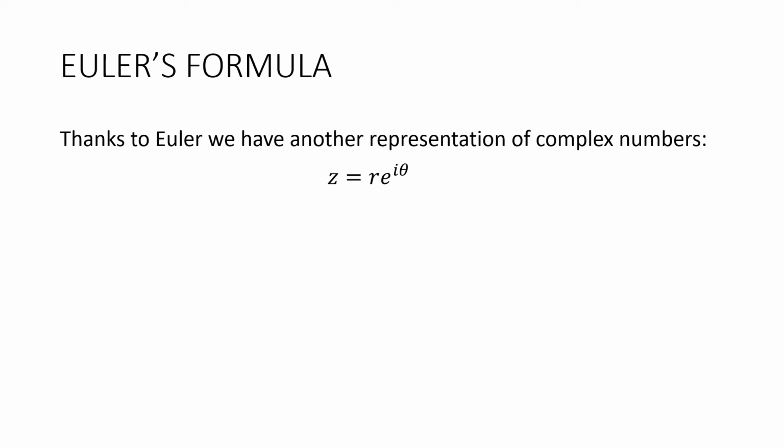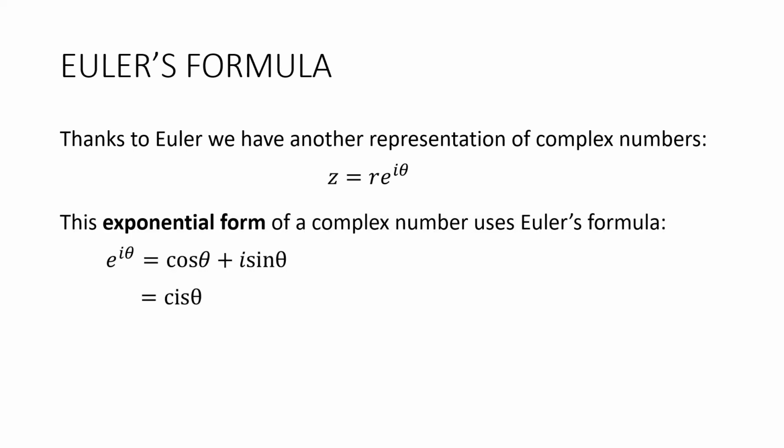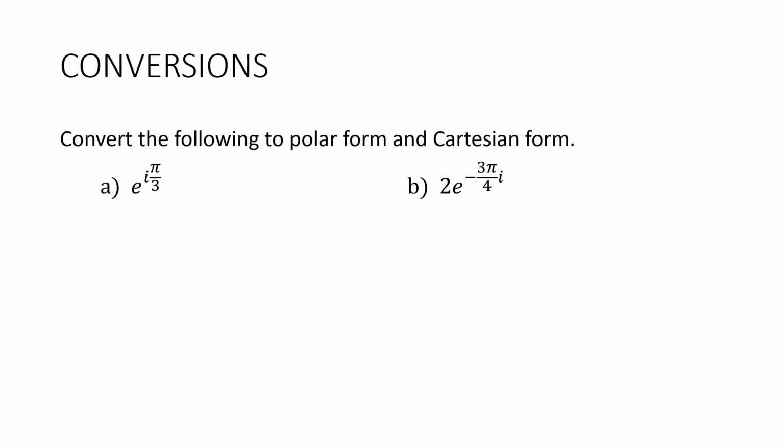Thanks to Euler, we have another representation of complex numbers, which is z equals re^(iθ). This is called exponential form, and it uses Euler's formula, which is e^(iθ) equals cos θ plus i sin θ. So e^(iθ) is equal to cis θ. So let's look at a couple of conversions.